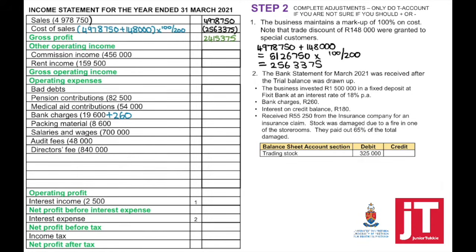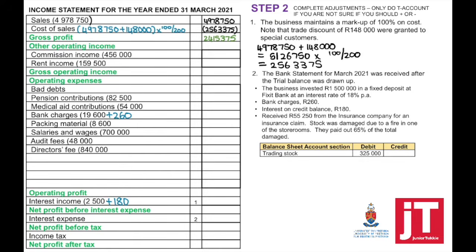Then interest on credit balance 180. Credit balance from the bank perspective. On my bank statement, credit means positive, debit means negative. So when it says interest on credit balance 180, it means that we've received interest. So this must go to interest income, and we're going to say plus 180.